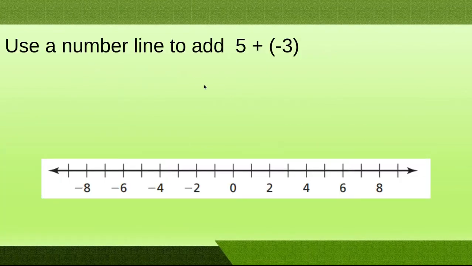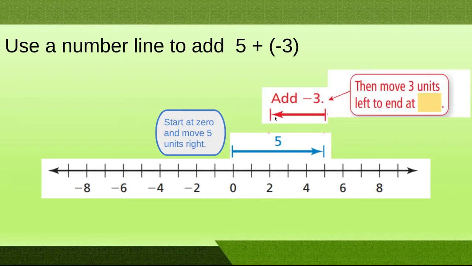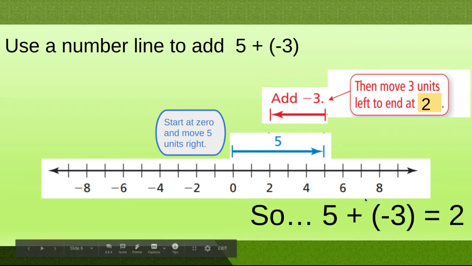Okay, we're going to use a number line to add 5 plus negative 3. To do that, we start at 0 and then we move to the right 5 units because it is a positive 5. And we know that moving to the right is our positives. And then we're adding to it. So you would think that we would be going to the right, except that it's a negative 3. So we're actually going to go to the left 3 spaces. And where we stop would be our answer. So since we move 3 spaces left, we end at 2. So therefore, 5 plus negative 3 equals 2.